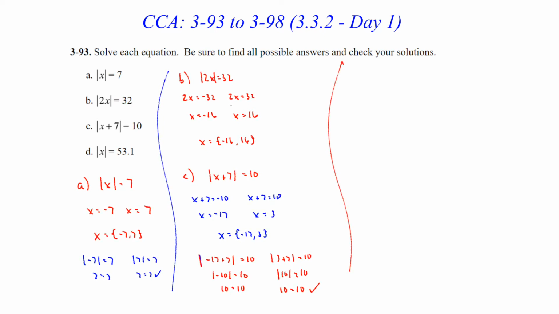All right, and the last one, D. We have the absolute value of x is equal to 53.1, which is very similar to A. We're going to have x is equal to negative 53.1 and positive 53.1. And since it's just the absolute value of x, there's nothing else to do there, is that it can be either positive or negative 53.1.